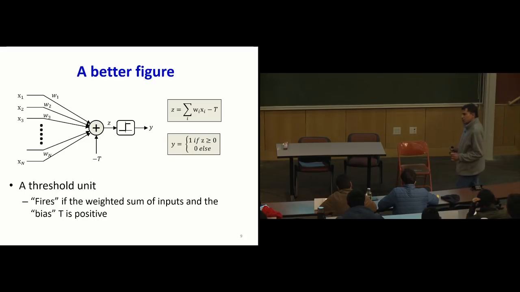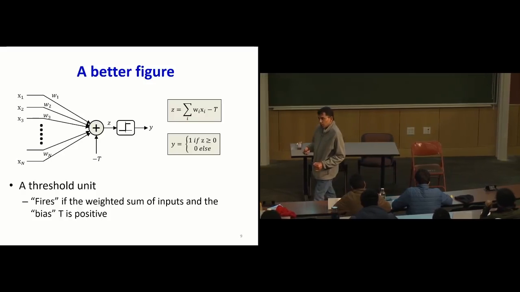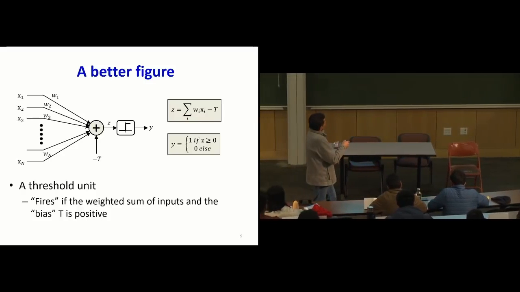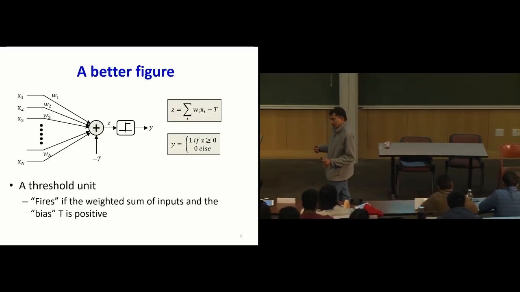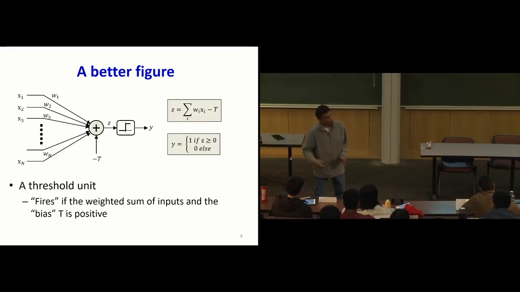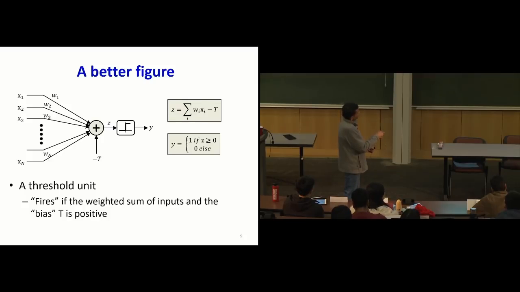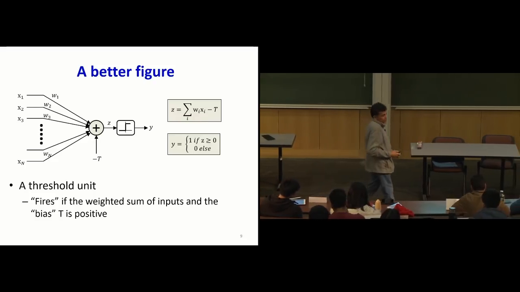If that exceeds a threshold, if that's greater than 0, the neuron fires. So it's the equivalent of saying that I have a function f which operates on this affine combination of inputs and produces an output. And that function f is the simple threshold function. When the input is greater than 0, it outputs a 1. If it's less than 0, it outputs a 0.